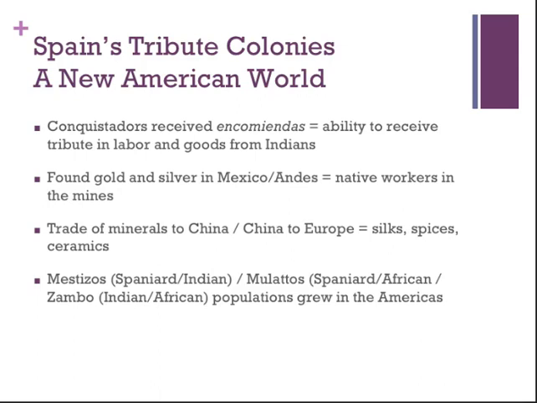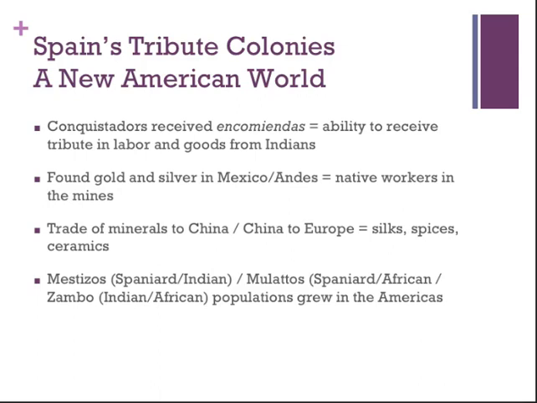Now, you also have groups of Spanish explorers called conquistadors, and these conquistadors received what were called encomiendas, which is basically the ability to receive tribute, money, labor and goods from Indians. So they could go and force the Indians to do certain things for them. They found gold and silver in Mexico and in the Andes Mountains, and they used native workers, Native Americans, to work in those mines. They started to trade these minerals to China, and China to Europe, silks, spices, ceramics. We're starting to get more worldwide trade going on.